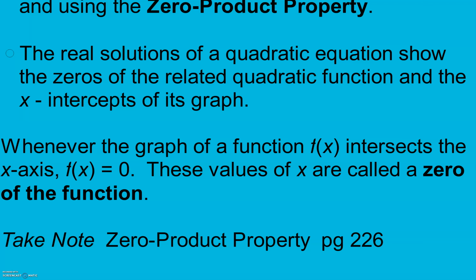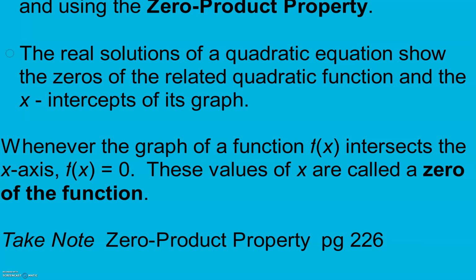Some quadratic equations in standard form can be solved by factoring the quadratic expression and using the zero product property. And the real solutions of a quadratic equation show the zeros of the related quadratic function and the x-intercepts of its graph. Whenever the graph of a function f of x intersects the x-axis, f of x equals 0. These values of x are called a zero of the function.